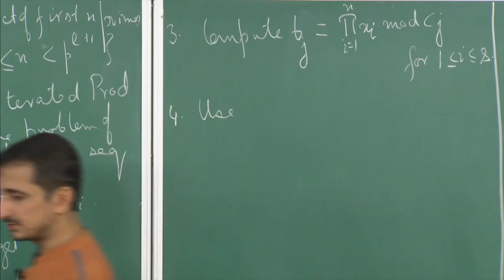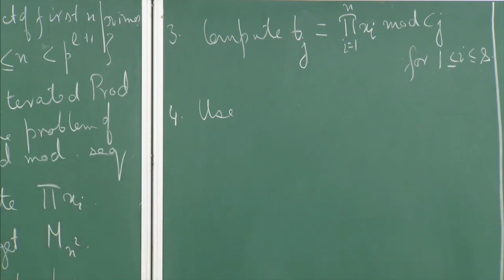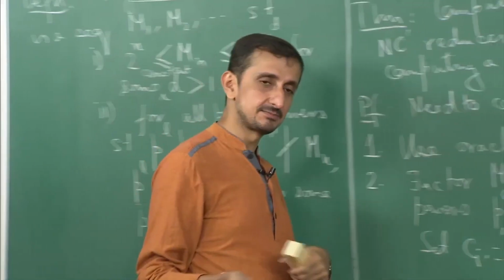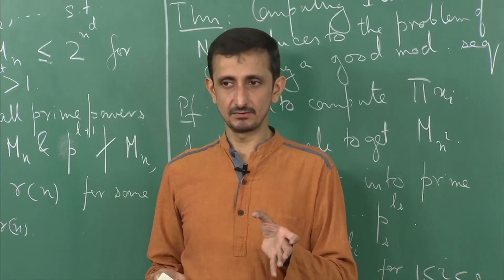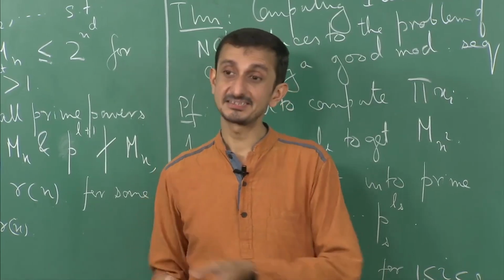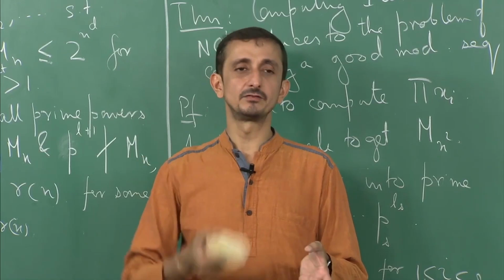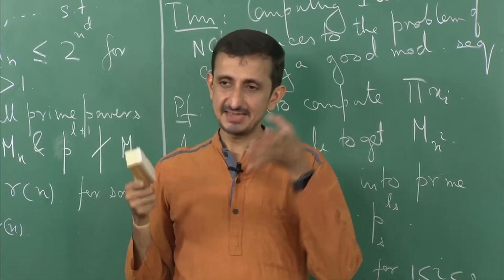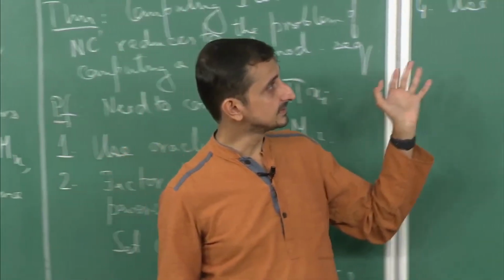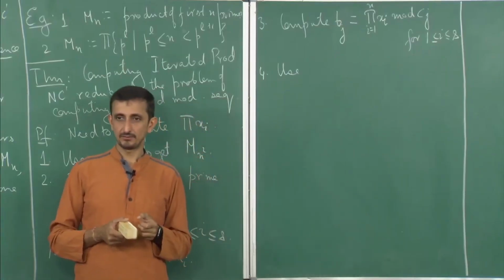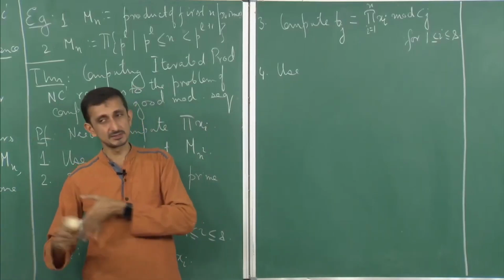The Chinese remaindering problem was this: given n relatively coprime numbers C1 up to Cn, and given x1 up to xn such that the xi's are smaller than the Ci's, there exists a unique x. This is the Chinese remaindering theorem that I mentioned. There exists a unique x which is less than the product of these Ci's, and this x satisfies the property that x mod Ci is equal to xi.